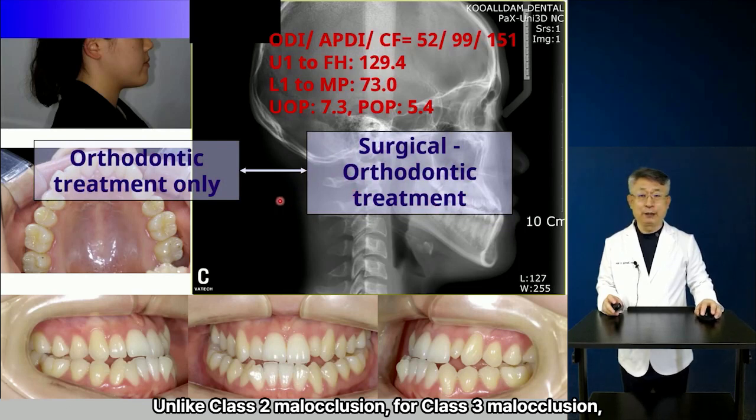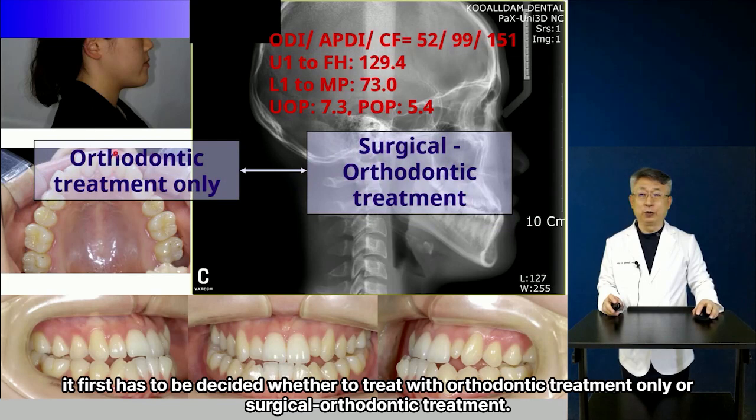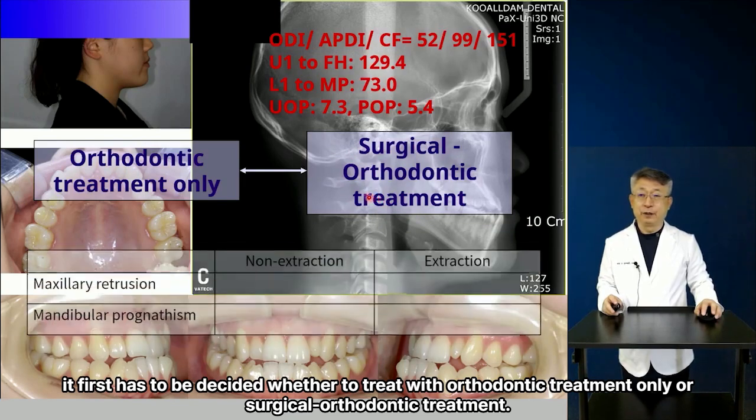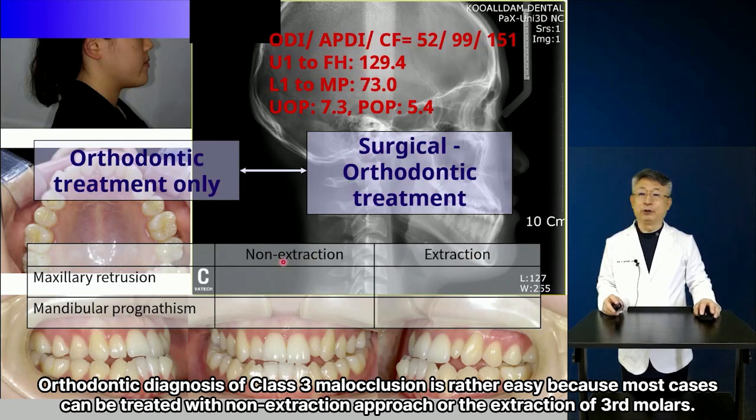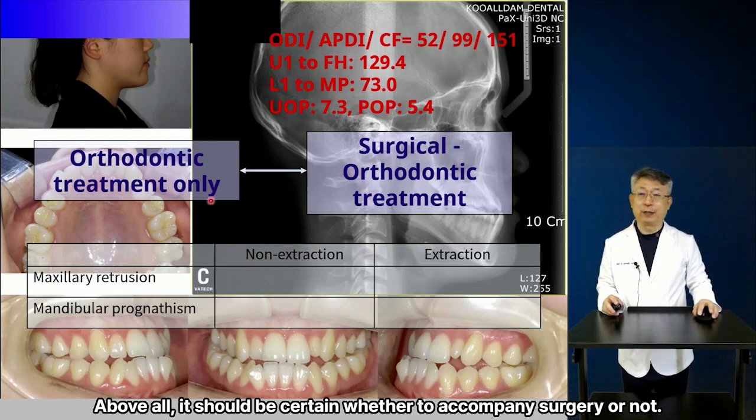Unlike Class 2 malocclusion, for Class 3 malocclusion, it first has to be decided whether to treat with orthodontic treatment only or surgical orthodontic treatment. Then in differential diagnosis, it can be classified into maxillary retrusion or mandibular prognathism, or non-extraction or extraction. Orthodontic diagnosis of Class 3 malocclusion is rather easy, because most cases can be treated with a non-extraction approach or the extraction of third molars. Above all, it should be certain whether to accompany surgery or not.